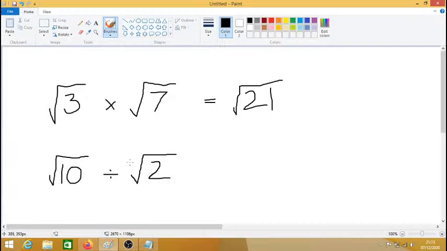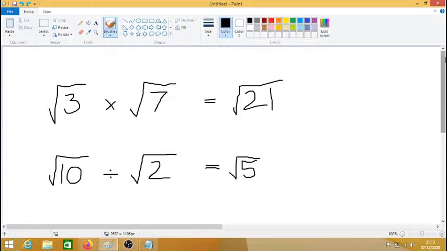Neither of these are easy to convert into an answer. You'll get a long decimal, which we don't really want to work with. We just want to keep it nice and simple. So here I can do 10 divided by 2, which is 5. And then just put the square root on top. Square root of 5.